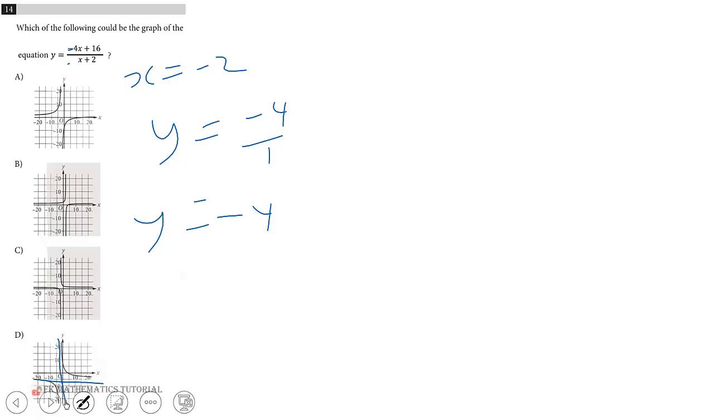Now question number 13. Which of the following could be the graph of the equation y equals negative 4x plus 16 over x plus 2? Recall that we have to get the vertical asymptote, which is x equals negative 2. The horizontal asymptote is y equals negative 4 over 1, the coefficient of the x, so that will give us y equals negative 4. So the horizontal asymptote should be y equals negative 4, somewhere here. Then the vertical asymptote is x equals negative 2, which is somewhere here. So the correct answer is option D.